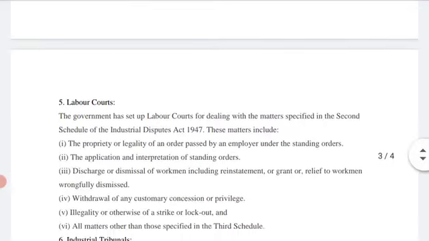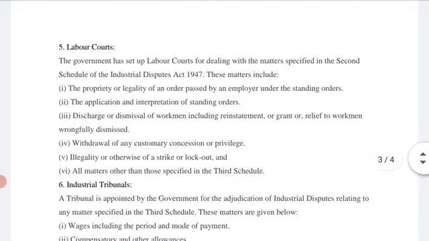Okay, then labor courts. The government has set up labor courts for dealing with the matters specified in the 2nd schedule of the Industrial Dispute Act 1947. These matters include, see, labor courts, yes, they are also scheduled in the Industrial Dispute Act 1947. Okay, what are they supposed to do? What are the matters which are included in labor courts?